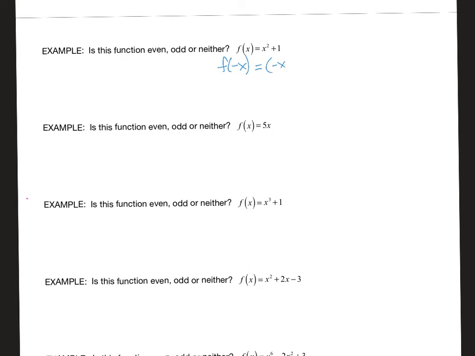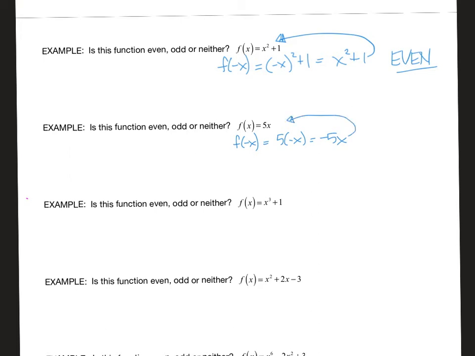If I put a negative in here and simplify it, I end up with the original. That makes this even. That means I don't even have to check for odd. I've already determined that it's even. Let's try this next one. If I put negative x into this function, I get negative 5x. So it's not even. This does not equal that, not even.